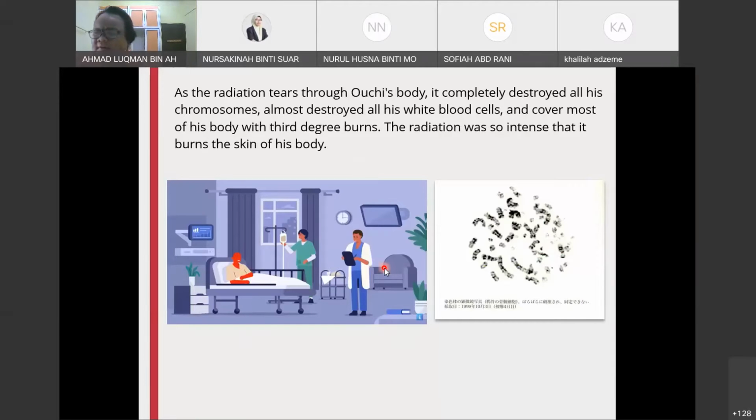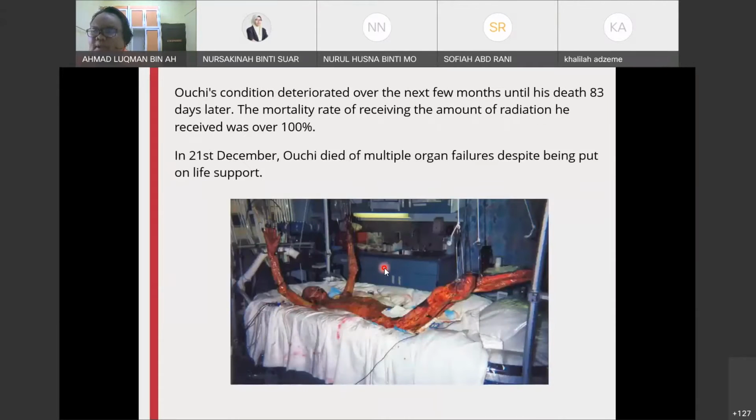So, for everyone, the next slide is going to show the actual picture of Ouchi's body, so don't be alarmed. Okay. Ouchi's condition deteriorated over the next few months until his death 83 days later. The mortality rate of the similar amount of radiation he received was over 100%. On 21st December, Ouchi died of multiple organ failures despite being put on life support.